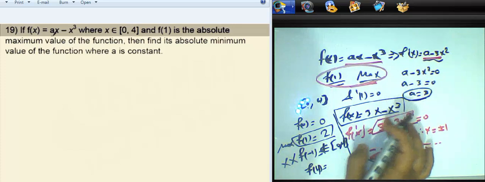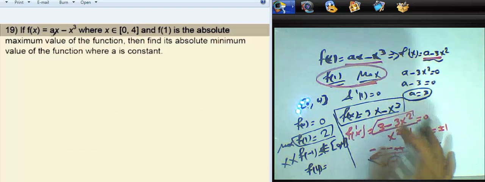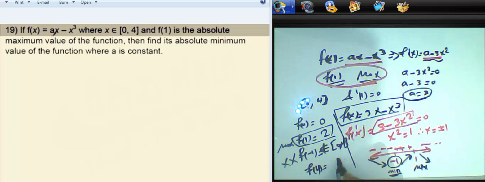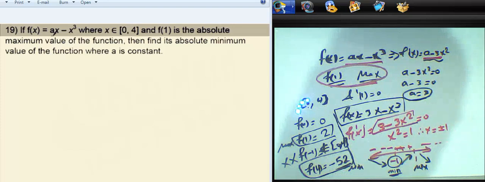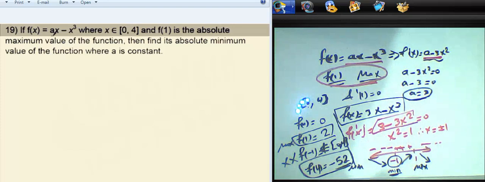It will be 3 times 4 equals 12, 12 minus 64 equals negative 52. So the minimum value would be negative 52. He asked about the absolute minimum value. The absolute minimum value of the function will be negative 52. The result will be negative 52.